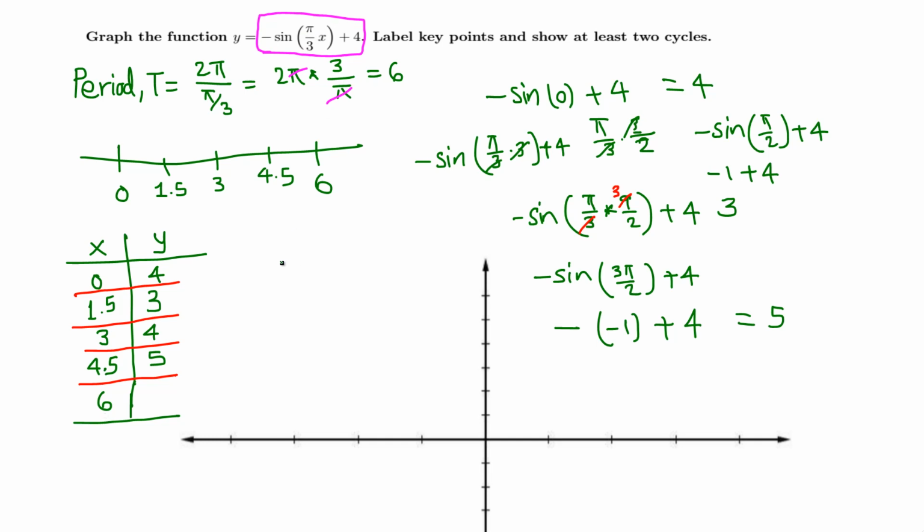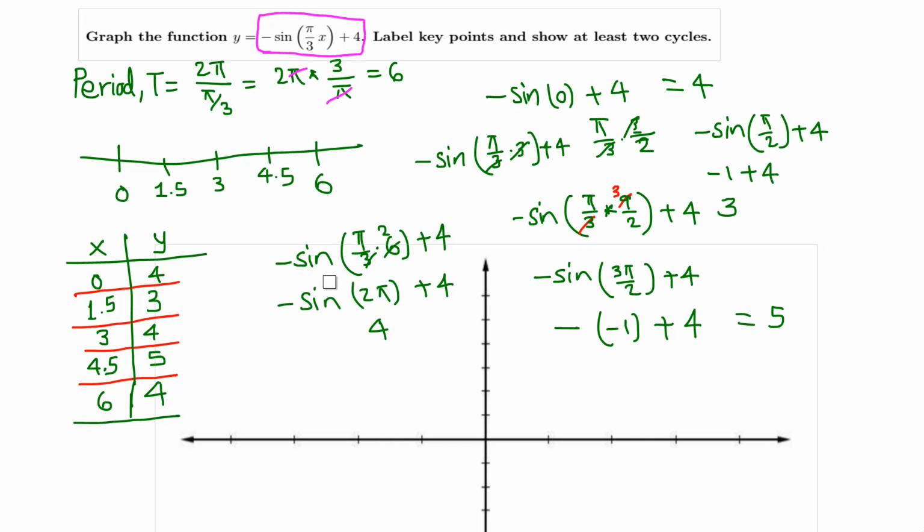And finally we have 6. Let's plug in 6 here. Negative sine pi over 3 times 6 plus 4. You don't have to show this work, maybe you can just plug it into your calculator. It's negative sine 2 pi plus 4. Sine 2 pi is 0, so just 4. As you can see, 4, 3, 4, 5, back to 4. So we have one cycle. Now we're going to graph here. Let me erase this work.